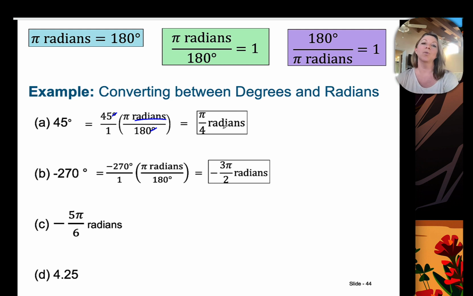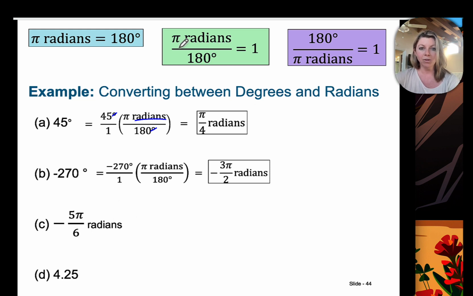All right, let's work through part C together. We have negative 5 pi over 6. There's no degree symbol, but the word radians is there. So we're in radians, and the directions for this example, if you recall, are converting between. So we are currently in radians. We need to get this in degrees.